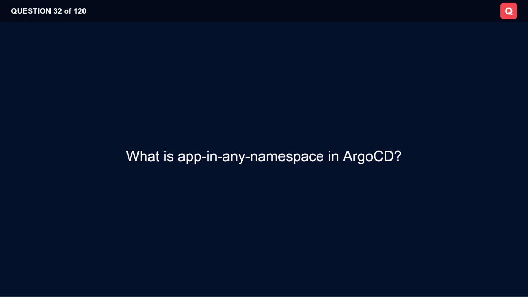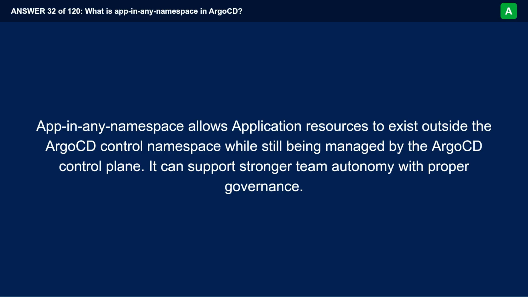What is app in any namespace in ArgoCD? App in any namespace allows application resources to exist outside the ArgoCD control namespace, while still being managed by the ArgoCD control plane. It can support stronger team autonomy with proper governance.